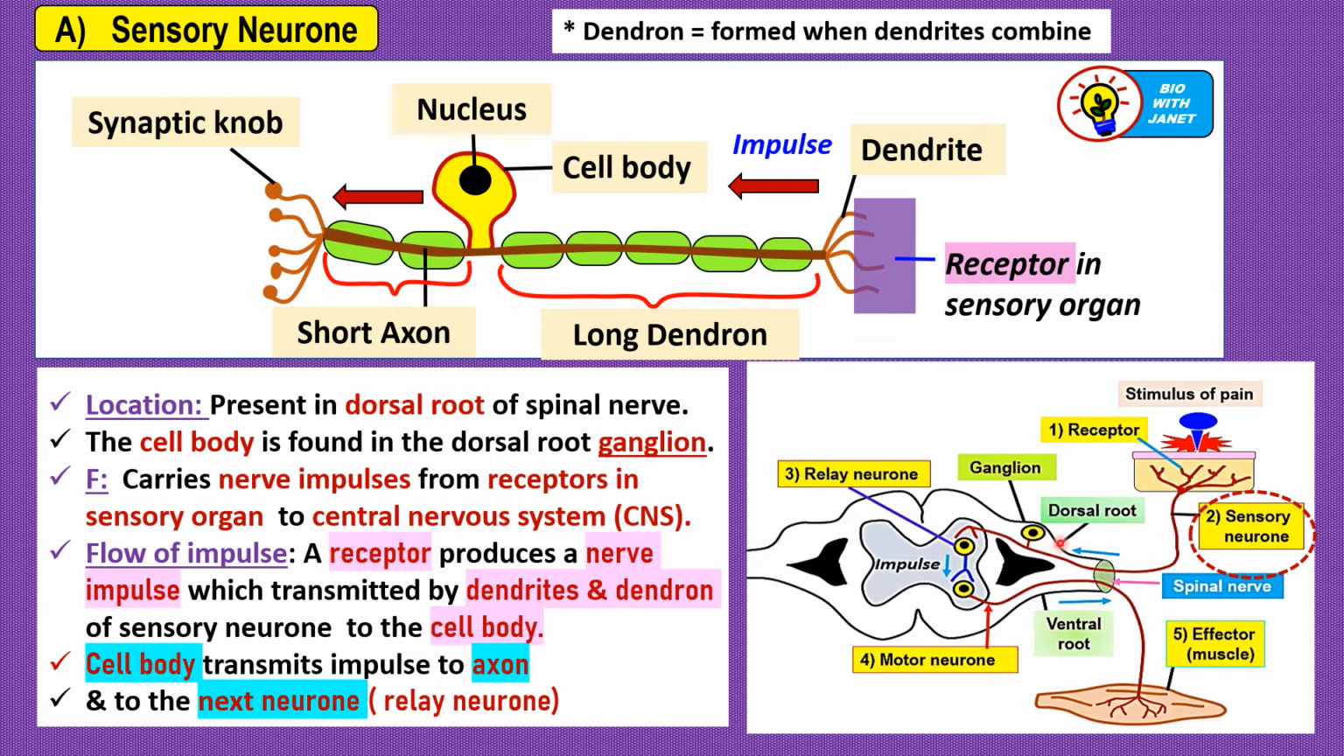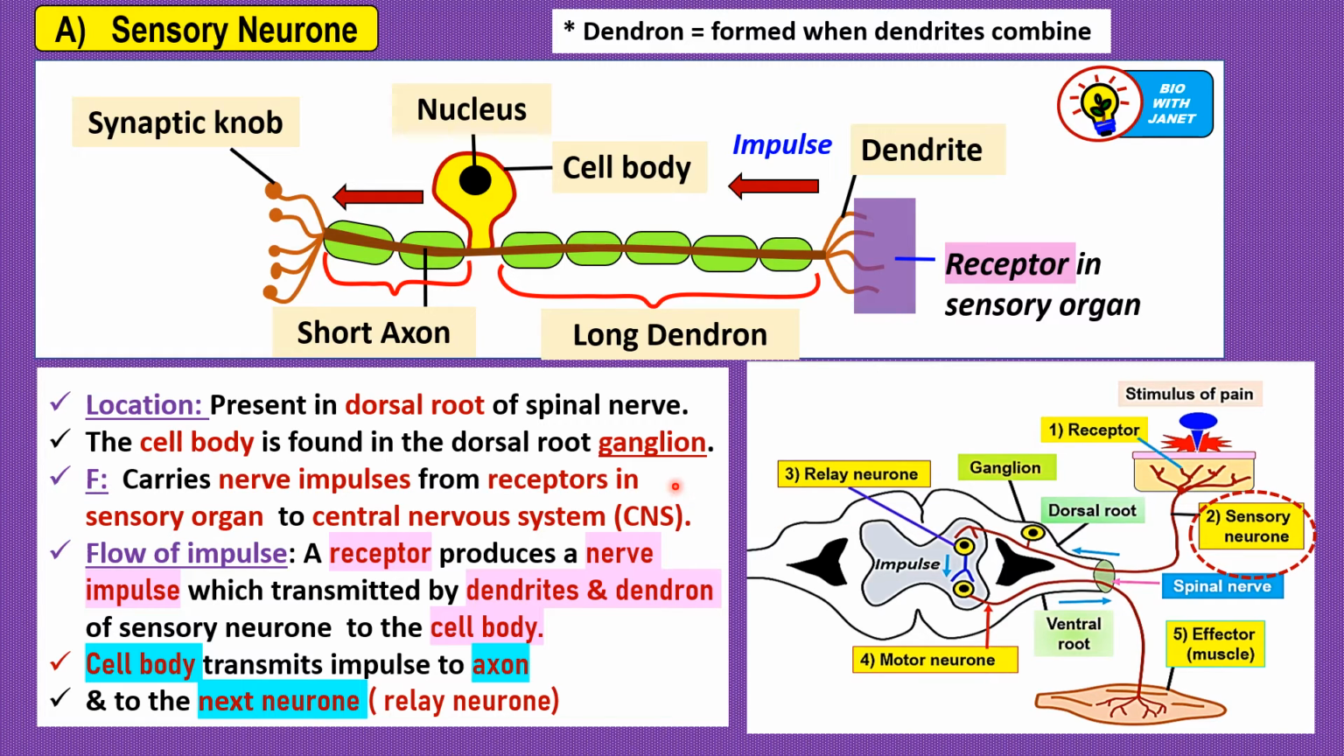Now, the cell body of the sensory neuron is found in the dorsal root ganglia. There's a group of cell bodies in the swelling here called the ganglia, the dorsal root ganglia. If you look at the structure of the spinal cord in the diagram, you can identify the dorsal root by looking out for the ganglia. The dorsal root has a swelling called the ganglia. The dorsal root is nearer to the back of the body, the ventral root is nearer to the front of the body. The ventral root doesn't have the ganglia.